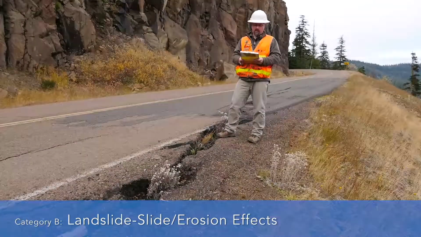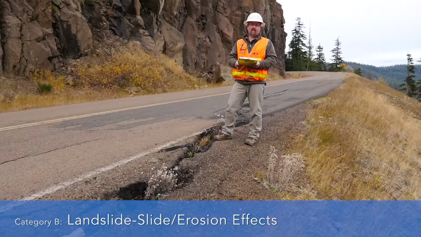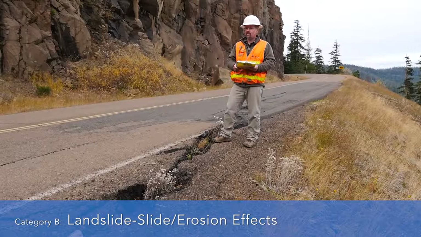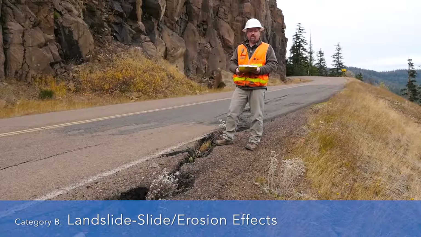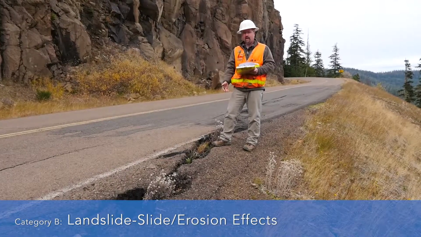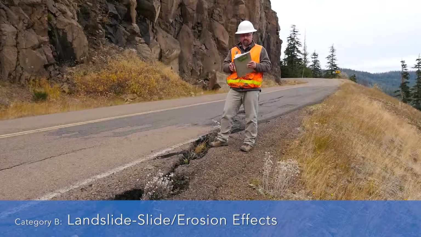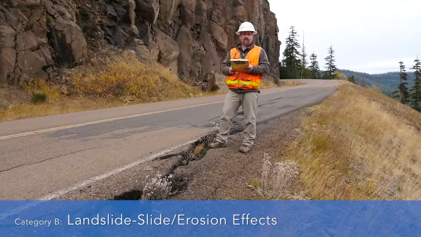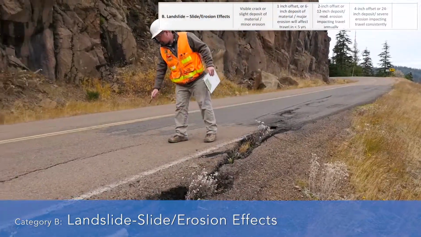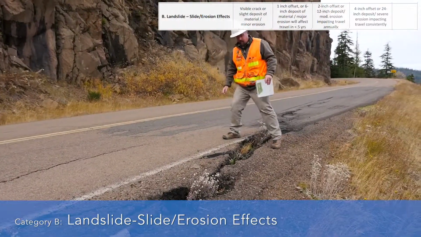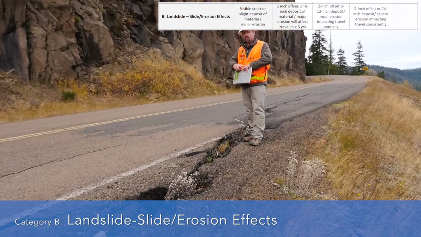The next category is Category B, landslide, slide or erosion effects. This is intended to measure the effects of the landslide on the roadway, either through a dropping down of the roadway like we have here, or deposition on top if you have a slide above the roadway. We talk about anything from a visible crack, like over here, or something that's more offset right here. We measure the worst part of it on the slope.